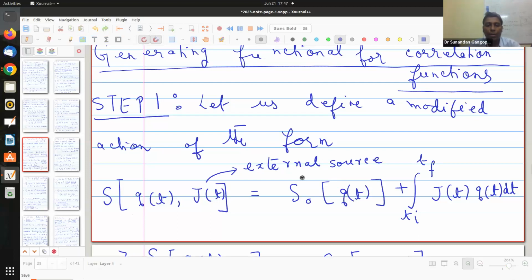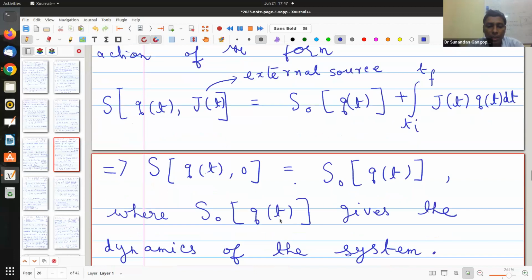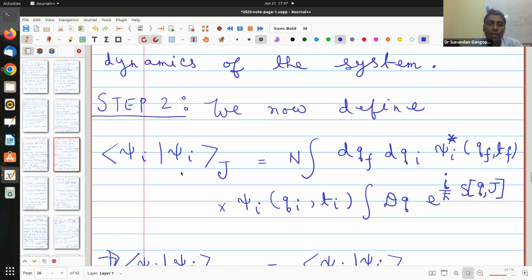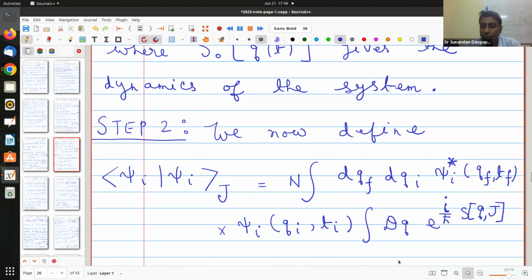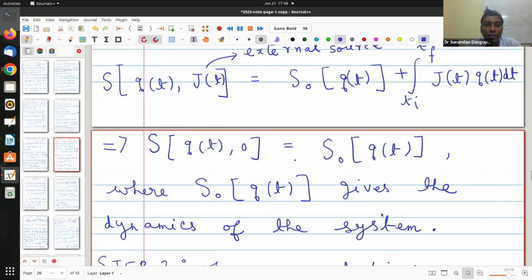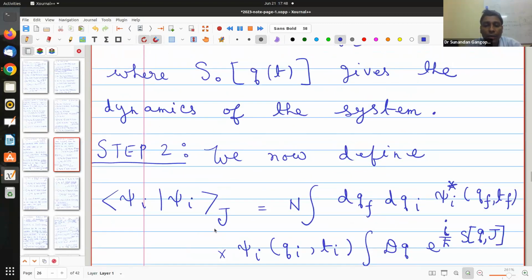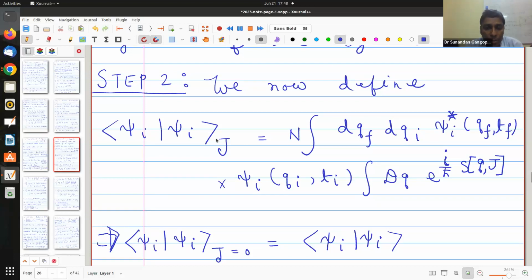Good. So now let me just proceed. So step 2, we now define the following object, which is the overlap of ket psi_i with bra psi_i, and I put a suffix J. So this means that this overlap is defined in the presence of the source J. And I define it in the following way. This is some constant N, then an integral over q_f, q_i, psi_i star (q_f, t_f) psi_i (q_i, t_i) multiplied by the path integral Dq e to the power of i by h bar and the full action. This is the action in the presence of the source J, which we have defined in step 1. And if you notice carefully, this object, ket psi_i bra psi_i in the presence of this source J, has been defined in such a way.